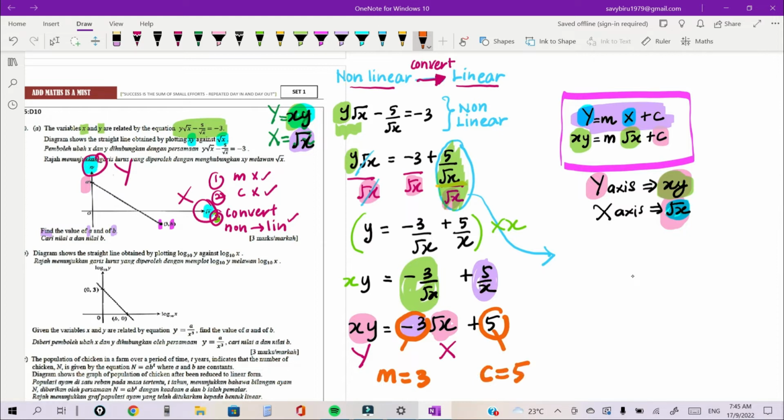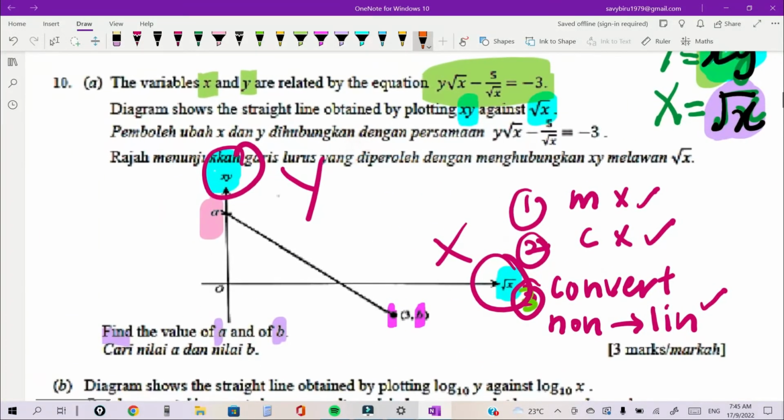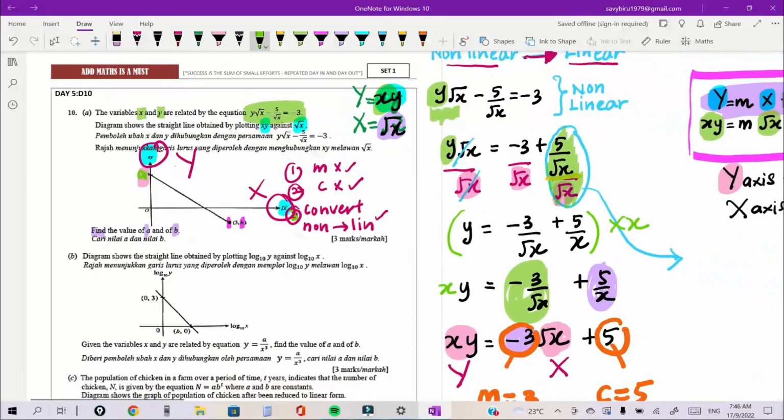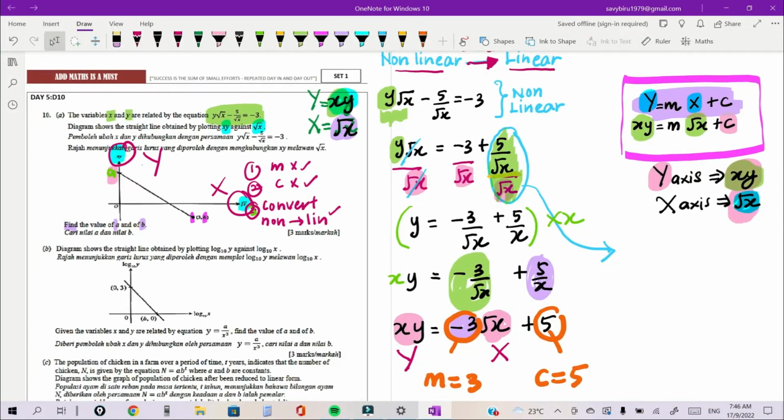Okay, so just now the question asks you to find the value of a, right, where a is actually your y-intercept. So that's why the value of a is 5. Okay, the value of a is 5. Why? Because a is the y-intercept. Our y-intercept right now is 5.